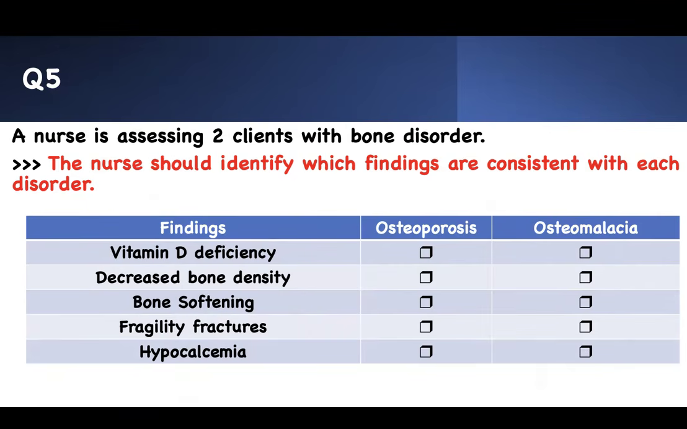This is assessing two clients with bone disorders. Vitamin D, decreased bone density, bone softening, fragility fracture, hypocalcemia, associated with osteoporosis or osteomalacia. If the NCLEX gives you osteoporosis, expect to see this. This is where people are going to make a mistake. This one is vitamin D deficiency, fragility, and hypocalcemia. You have to know the difference between the two.